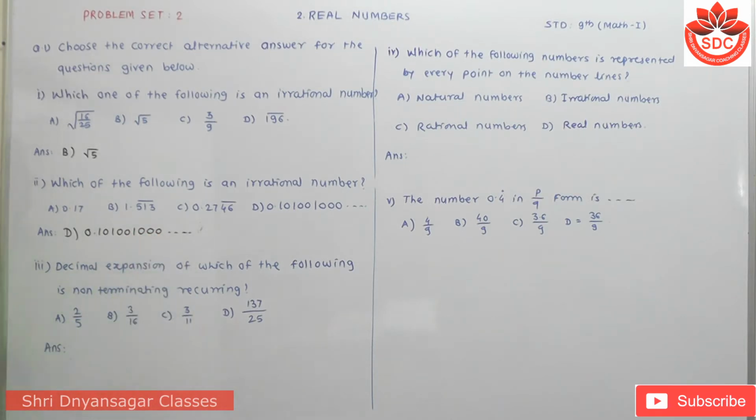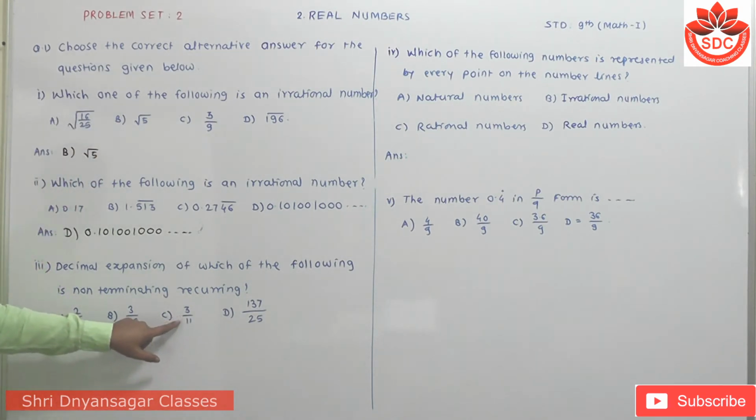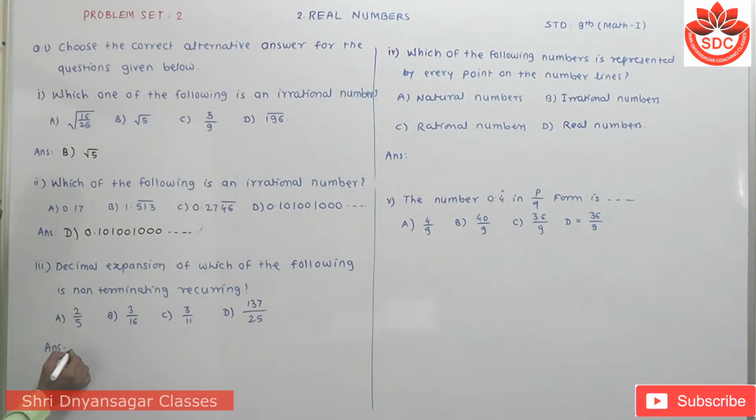Now the third one: the decimal expansion of which of the following is non-terminating recurring? Student, when we observe here, the denominator is 5, here the denominator has factors of 2, and here the denominator is not a factor of 2 and 5. Look carefully at 3 upon 11: its denominator does not have 2 or 5 as a prime factor, so it is a non-terminating recurring number. So the answer is C, 3 upon 11.